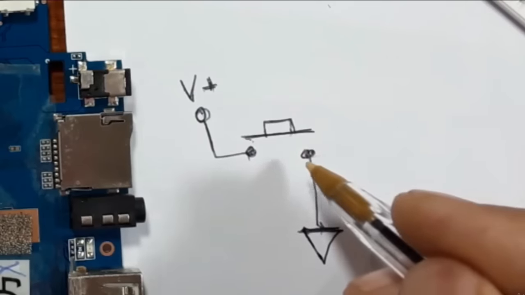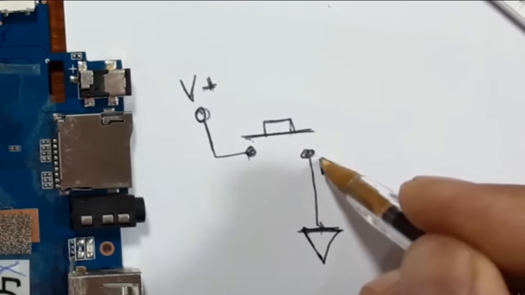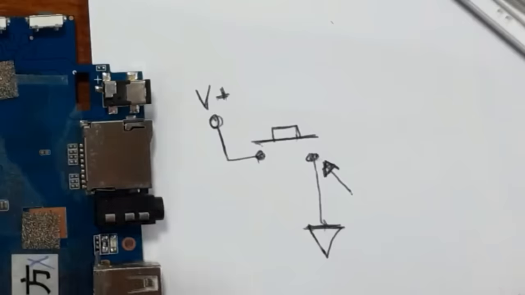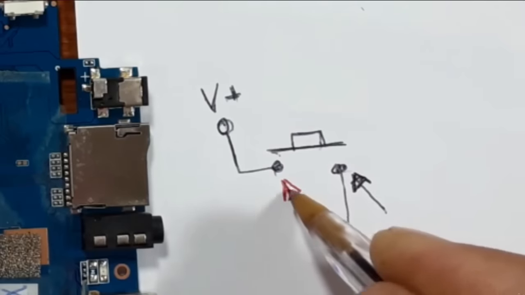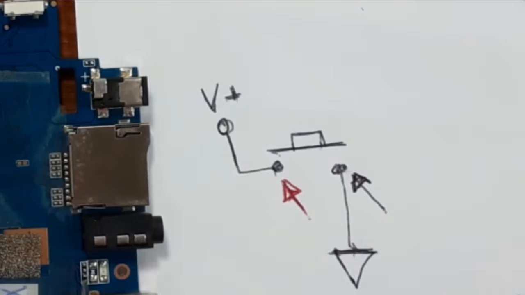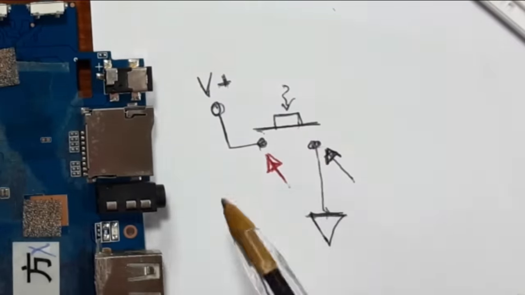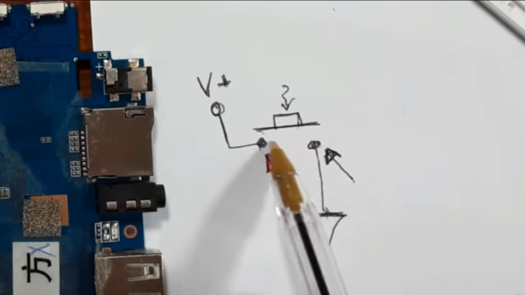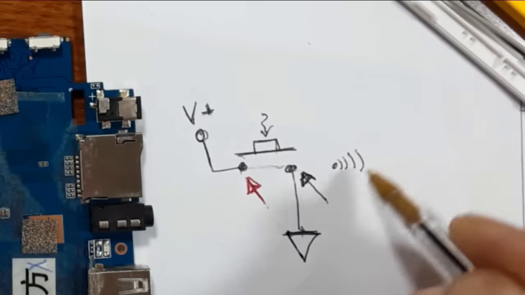If you want to check this switch, you should put the black probe of the multimeter in the ground terminal, okay, and the red probe of the multimeter in the positive terminal, or in the terminal that is connected to the power rail, okay. Then press the switch. When you press the switch, you will short between this pin and this, okay. Then you will hear a buzzer in the multimeter.